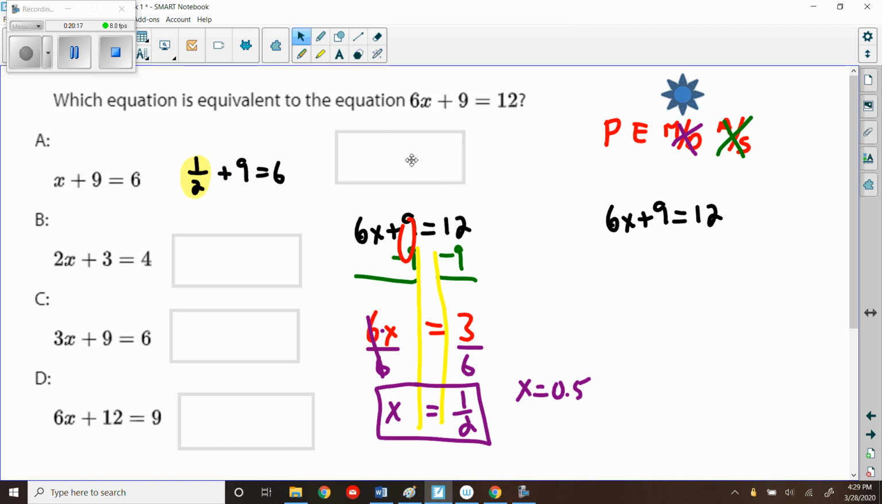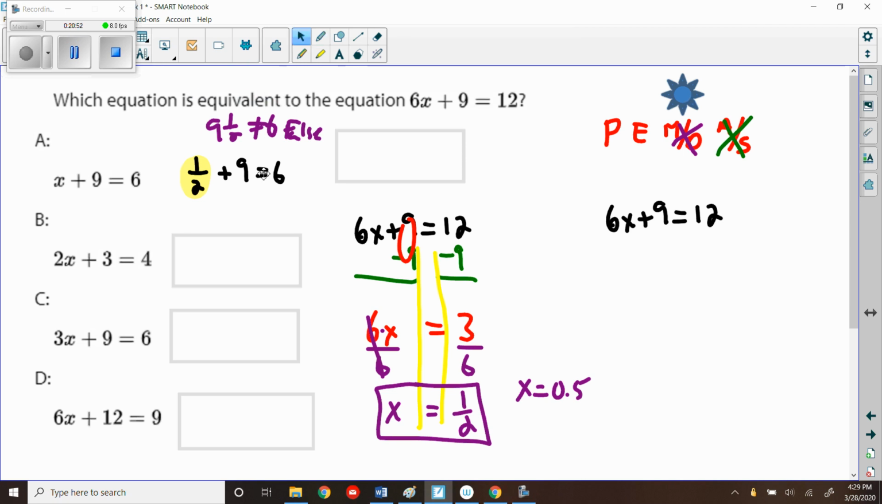Well, one thing I could do is just take this x equals 1/2 and then substitute it in. So my x value is now a half. Does a half plus 9 equal 6? No, certainly not. A half plus 9 is 9 and a half, and that does not equal 6. So does this answer work in this equation? No, it gives us a false statement. If it gives us a false statement, then the equations are not equivalent.